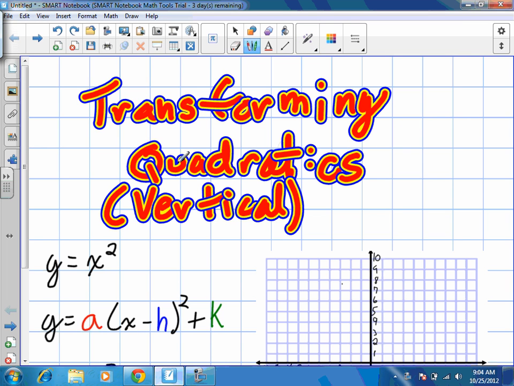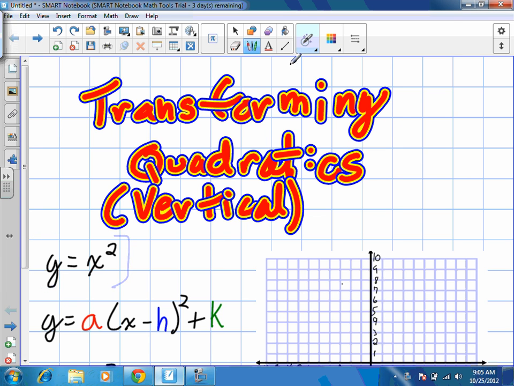Okay, today we're going over transforming quadratics. In this video, we're just going to focus on vertical transformations, okay? Vertical transformations of quadratics when looking at an equation is the most intuitive one. It's pretty logical. Now, the first thing we need to realize is exactly how to draw the original or the parent function here. Y equals x squared.